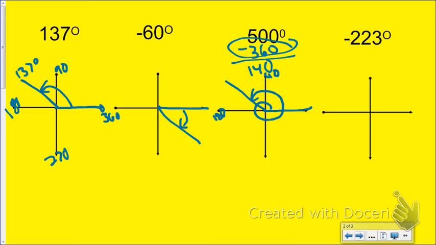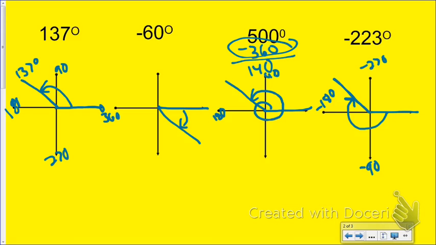Alright, then my last one here is a negative 223. Again, this is just practice with my negatives. So if I were to go in the opposite direction, I know I'm going to go this way. So if I go that way, I would reach negative 90, then I would reach negative 180, then I would reach negative 270. So I know negative 223 is going to fall in that second quadrant, and I'm going to go back that way.